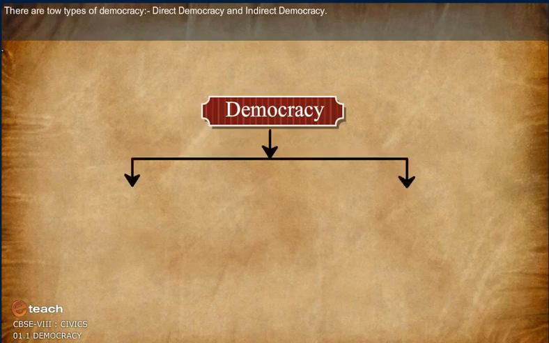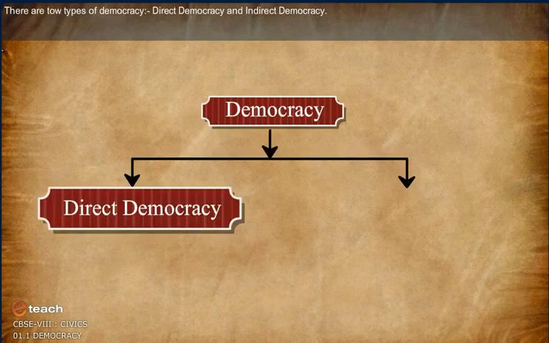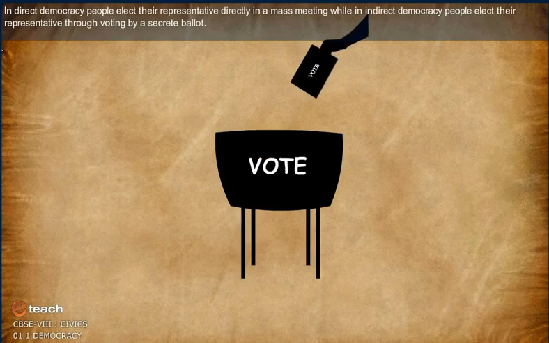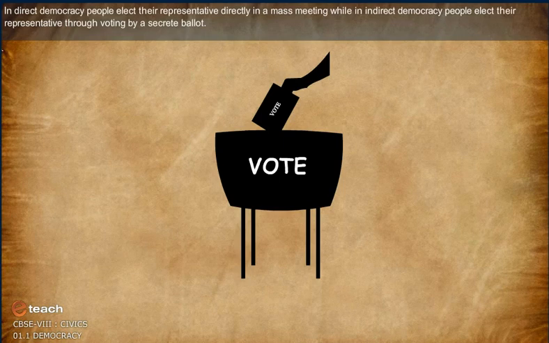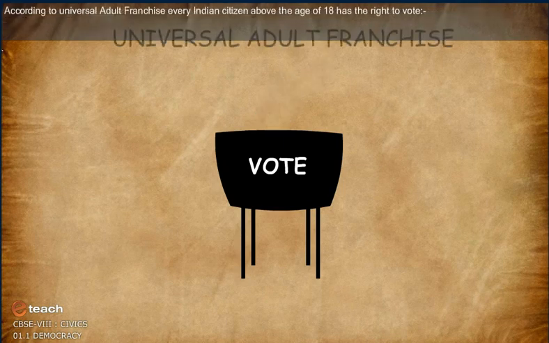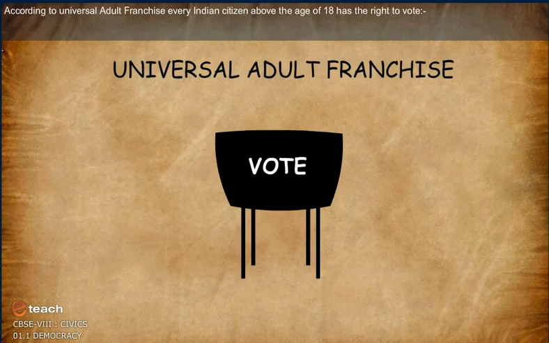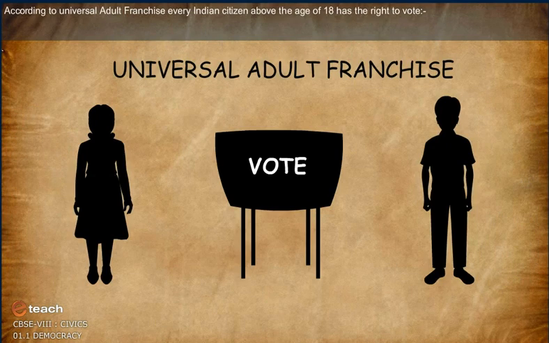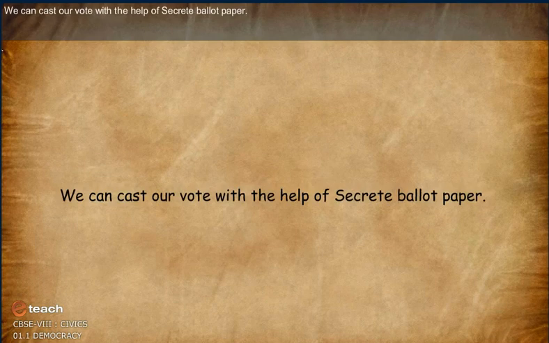There are two types of democracy: direct democracy and indirect democracy. In direct democracy, people elect their representative directly in a mass meeting, while in indirect democracy, people elect their representative through voting by a secret ballot. According to Universal Adult Franchise, every Indian citizen above the age of 18 has the right to vote. We can cast our vote with the help of a secret ballot paper.